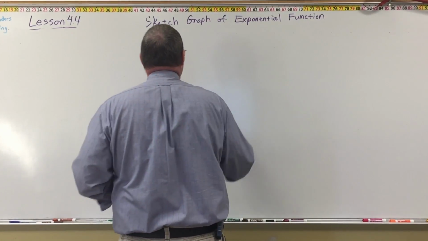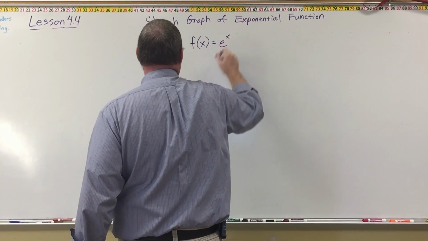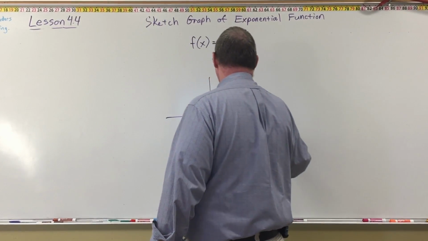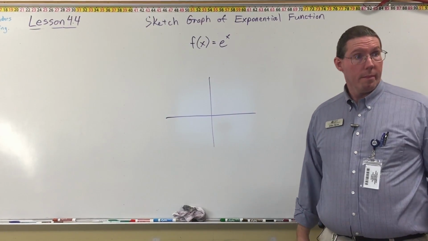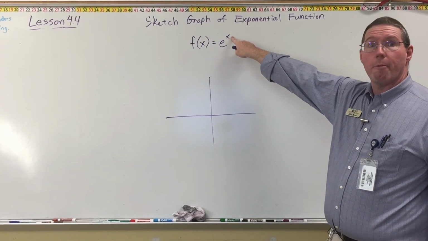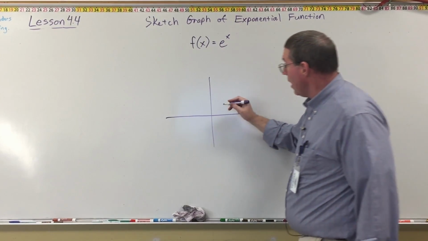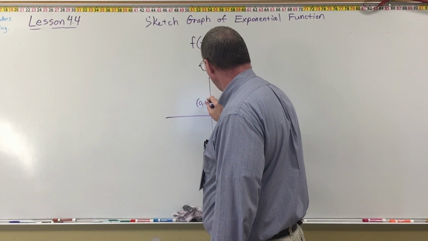Our function is what? E to the x? So f of x is equal to e to the x. I'll draw a coordinate plane. What should I do first? Okay? Yeah, f of 0. And if I put a 0 in here, what's e to the 0 power? 1. So once again, it's passing through the point 0, 1. Once again, 0, 1. Okay?